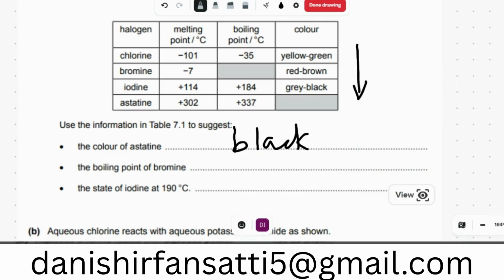State the state of iodine at 190. Where is iodine? Iodine boiling point is 184, so at 190 it is gas. Okay.